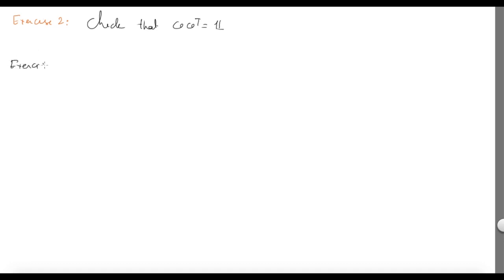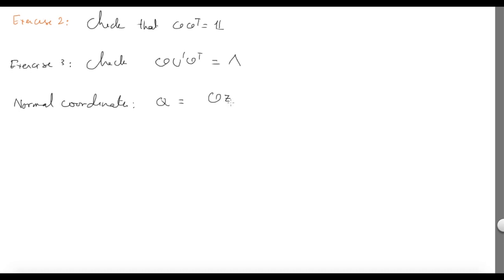Now let's look at exercise number 3. So also check that O transpose, that comes out to be the diagonal matrix which we have been writing, so that will be another check. Now let's look at the normal coordinates. Okay, we wanted to know what q is in terms of our x1, x2 and x3, and that's easy to find out because your q is O times z, where z is the column vector containing z1, z2, z3.